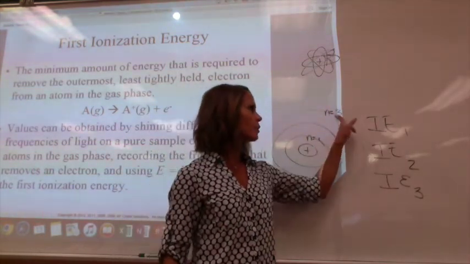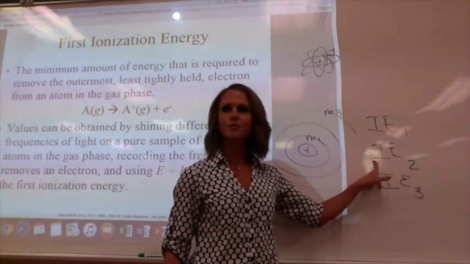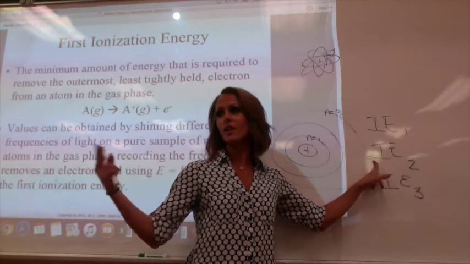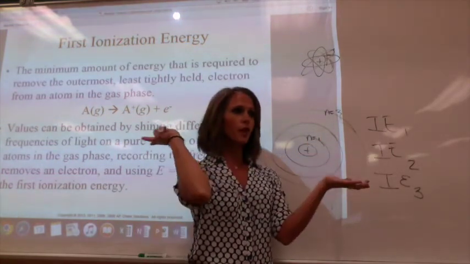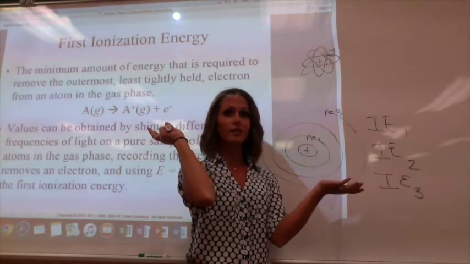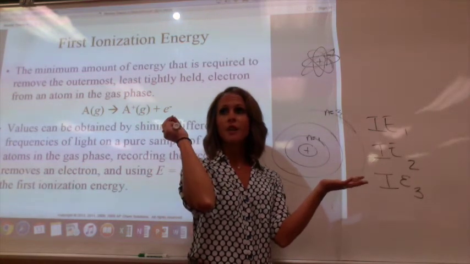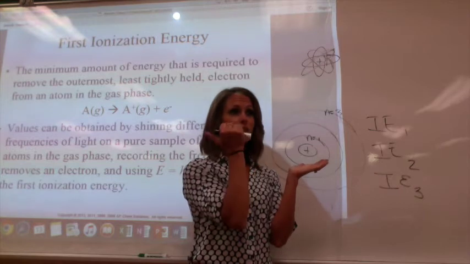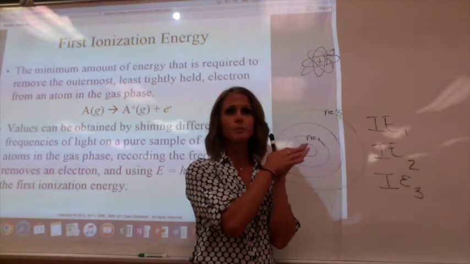So this is IE1. What do you think IE2 is? The second electron, not the second energy level, but just the second electron. So you're plucking one electron out. Clearly that has a certain amount of energy required. Is it going to be greater energy required to pluck the second one, or lower energy?